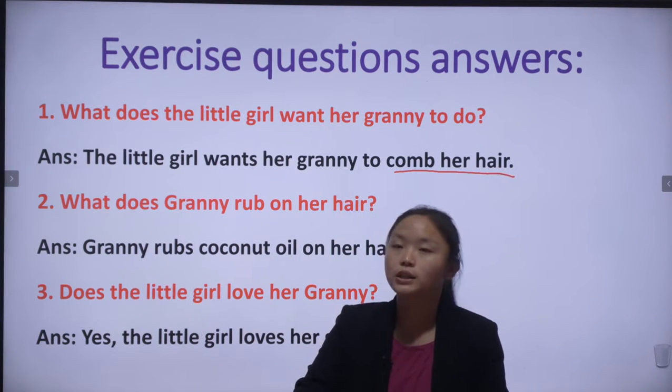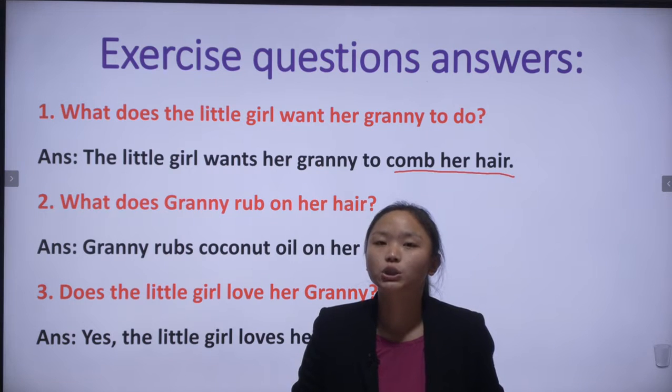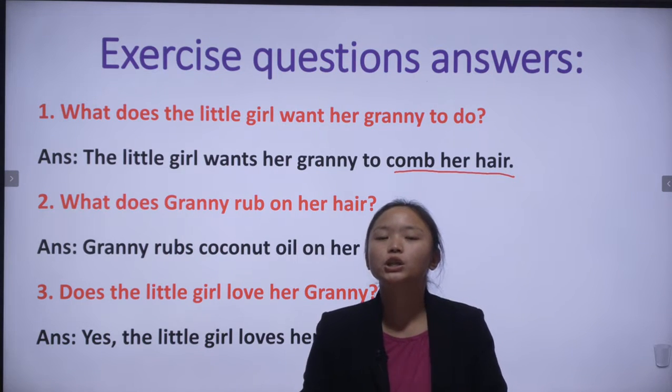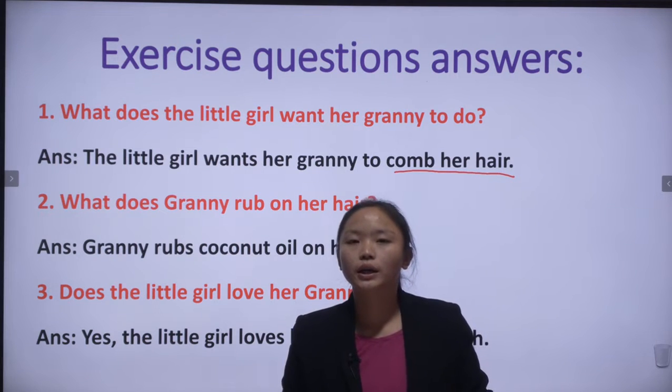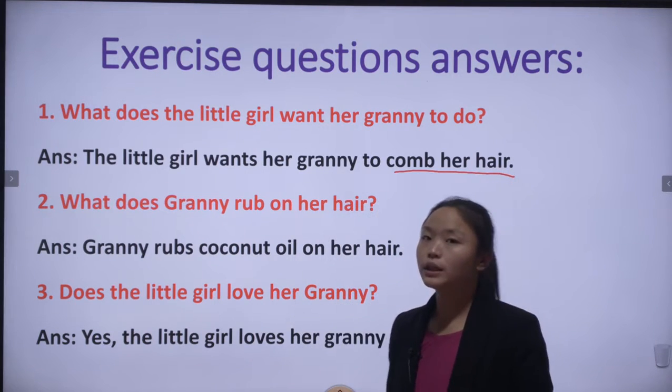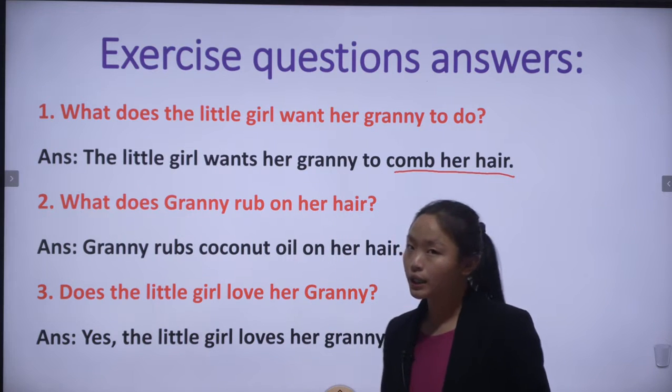What does the little girl want the granny to do? The little girl wants the granny to comb her hair. है ना? उसे अपने बालों को कंघी करने के लिए बोलती है अपनी दादी को, है ना? अपनी ग्रैनी दादी नानी को.